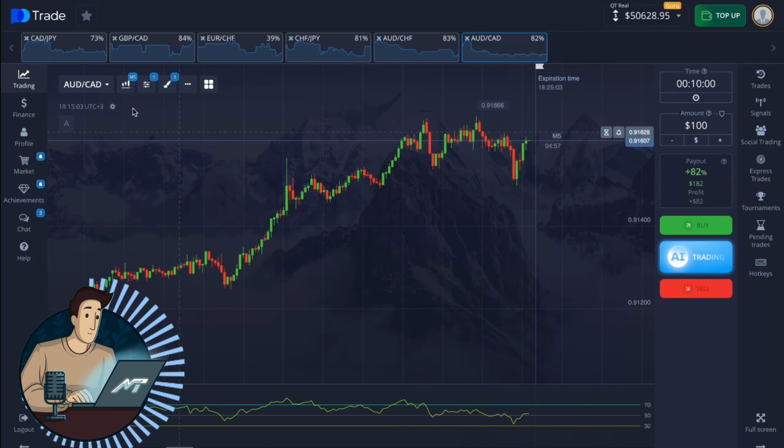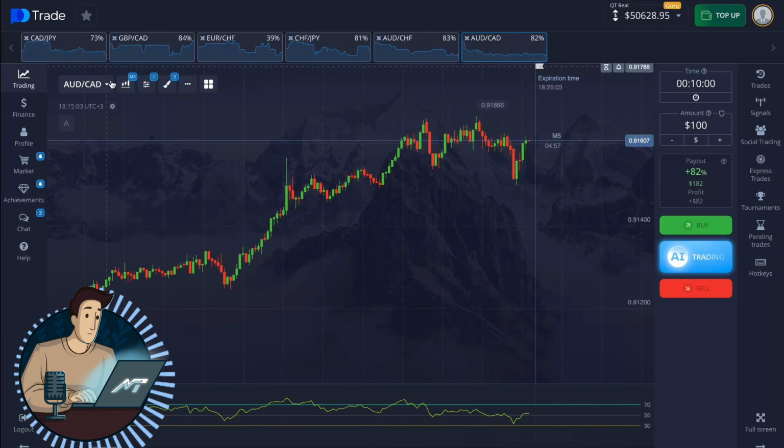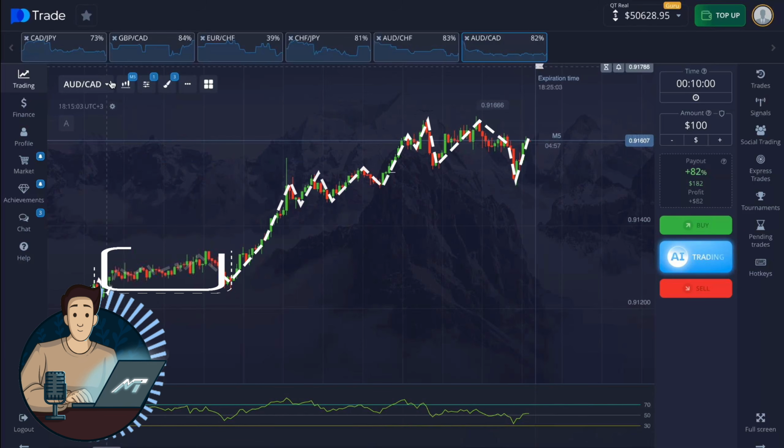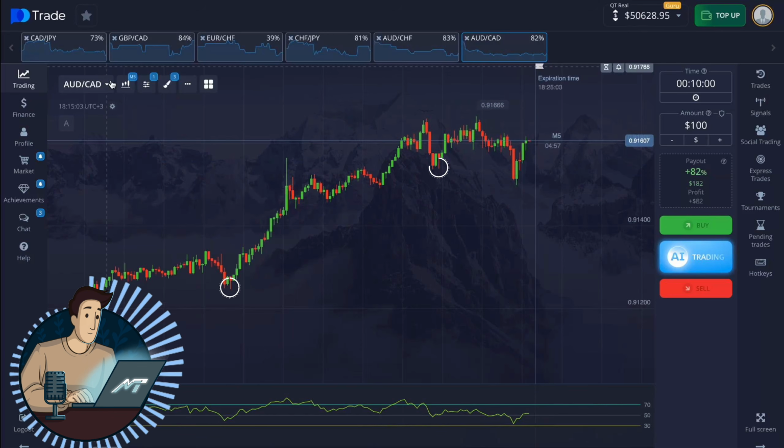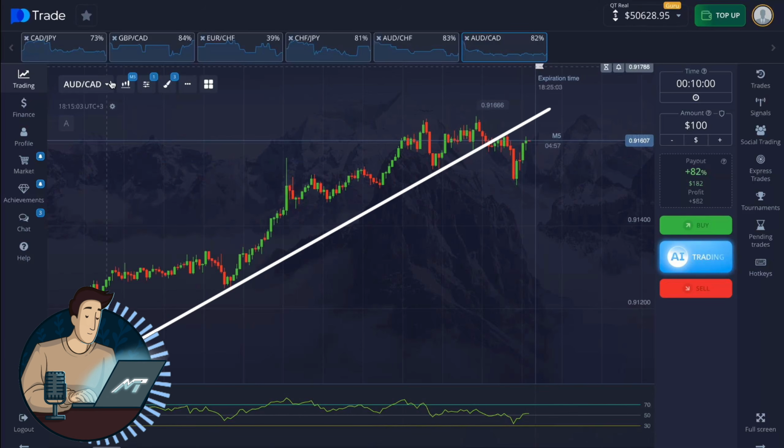First setup for today, check out what I found on the 5-minute time frame. Throughout today's trading day, the price has been steadily moving up with small pauses in these areas of the chart. If we take 2 or 3 of the lower points and draw a line, we'll get our trend line for today. As you can see, it's ascending, with a breakout occurring here.